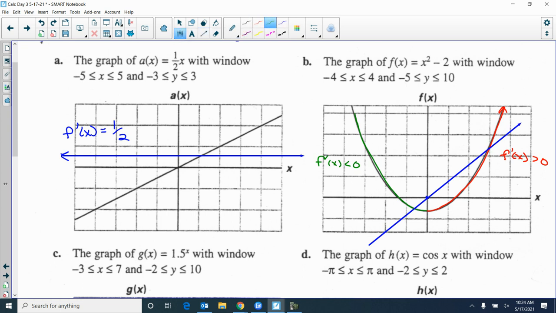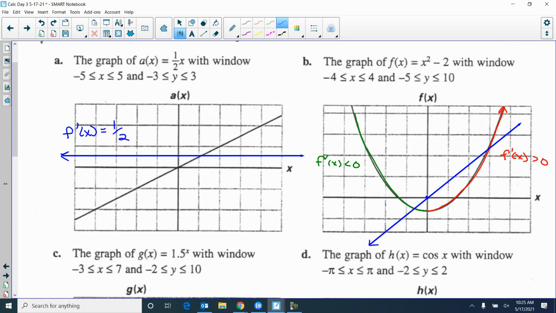That will be your derivative graph. Now, I don't know what the slope of this line is. I could figure it out, but I'm not going to worry about it. You just need to show that it is increasing, and it has to hit zero at that key point.